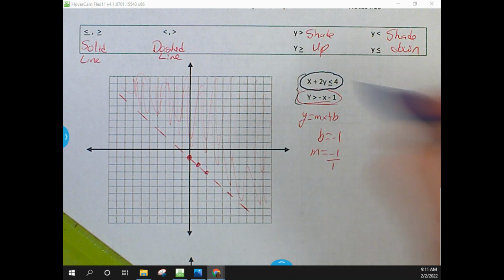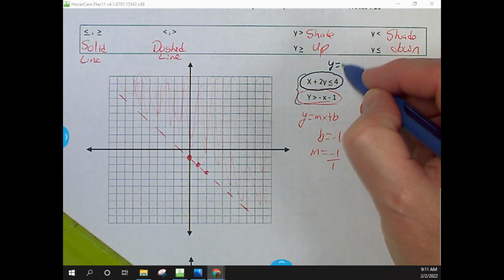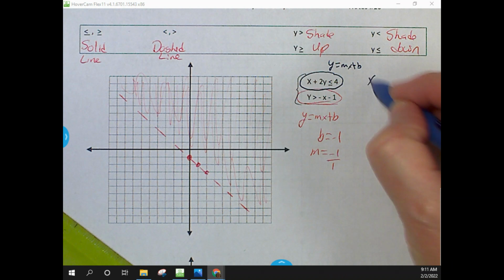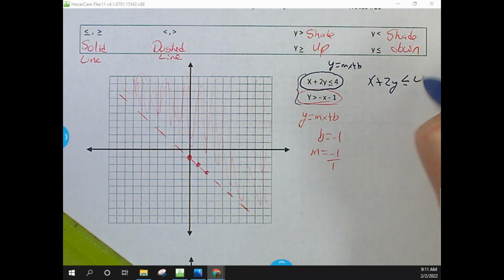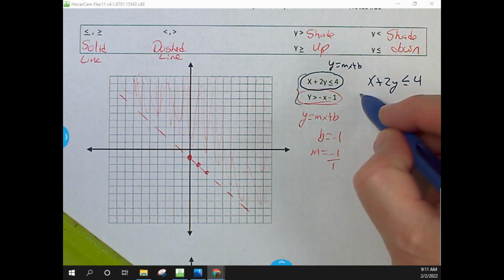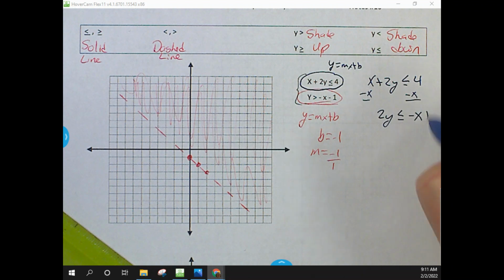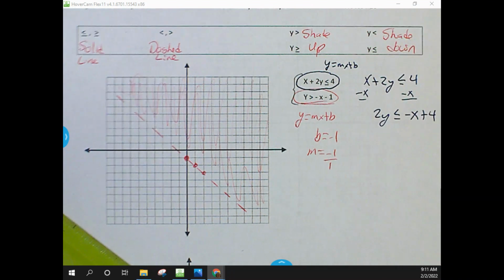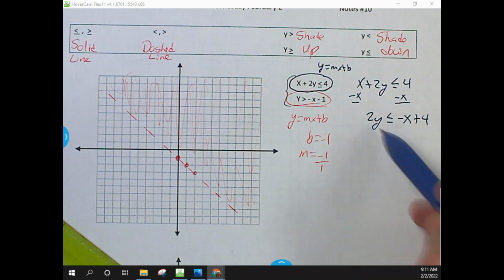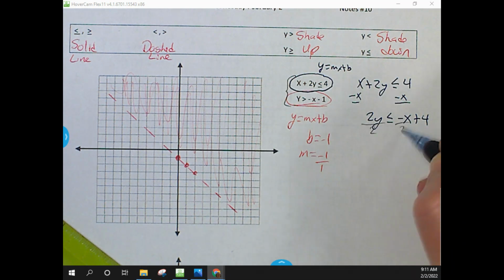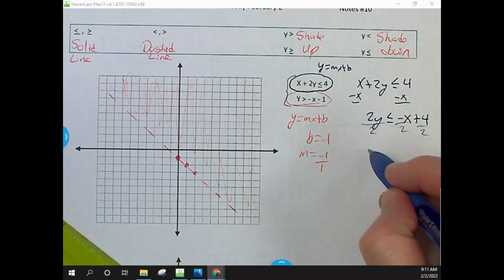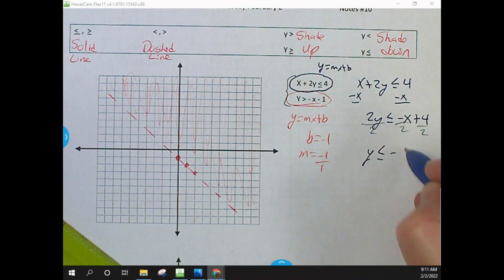All right, so for this one, we've got to get it in y equals mx plus b form. So the first thing we're going to have to do is get the y by itself, so we're going to get rid of the x, so we're going to subtract x. If we subtract x from both sides, we've got 2y is less than or equal to negative x plus 4. Okay, and then one last thing, divide everything by 2. So that's y less than or equal to negative x over 2 plus 2.